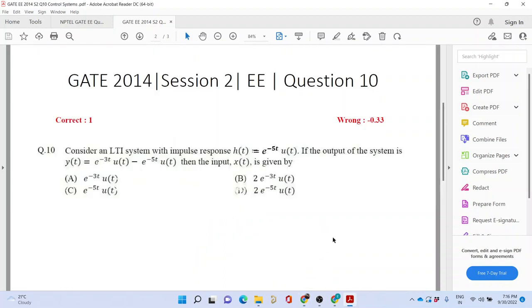Another very simple sum. In this sum, the impulse response has been given to you, that is h(t) equal to e to the power minus 5t u(t), and the output of the system has been given to you, and you need to find the input which is producing this output. So you can quickly do it and tell me what answer you are getting. Just by seeing, which two options can you eliminate?